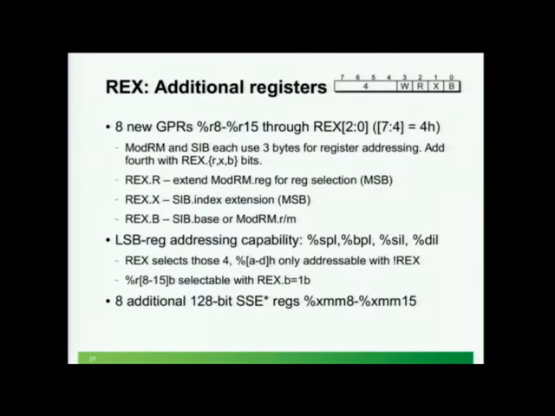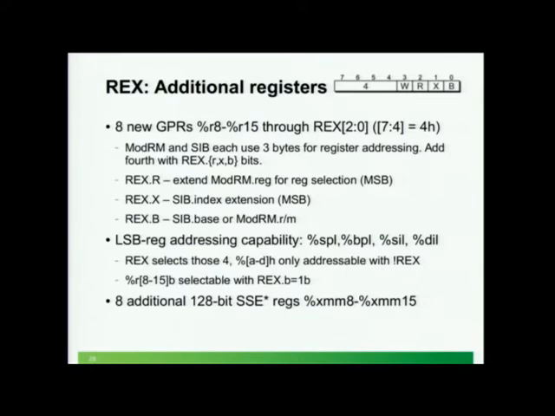Yeah, we talked about this already too. So there are 8 new general purpose registers, and in order to address those, you need to use 1 bit each. So that's why the second part of the REX are those 3 bits, R, X and B. The R bit extends ModR/M reg, the X extends the index, and the B extends the base or R/M.